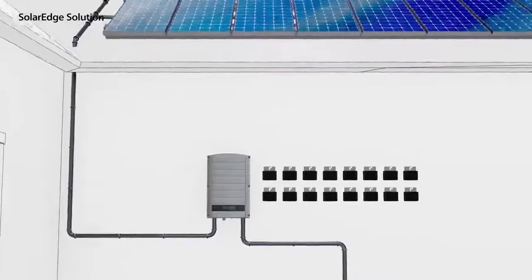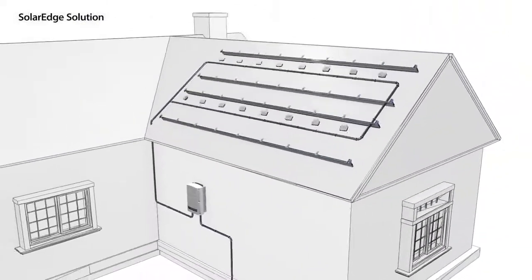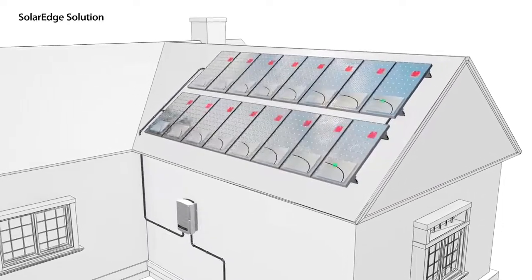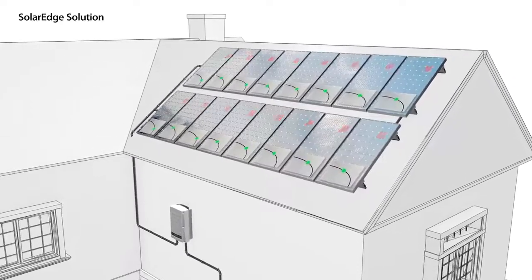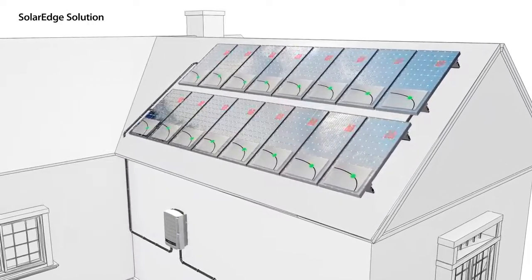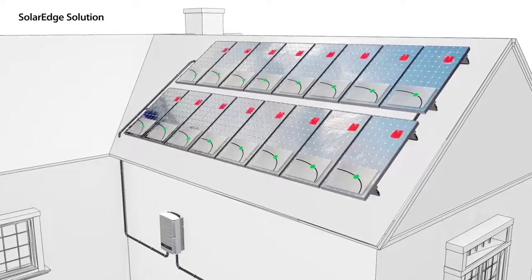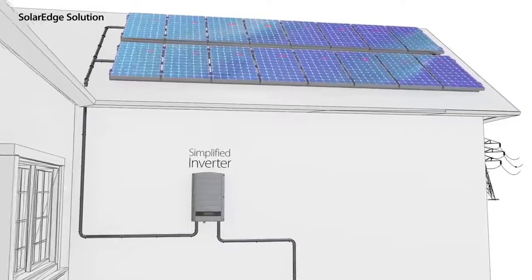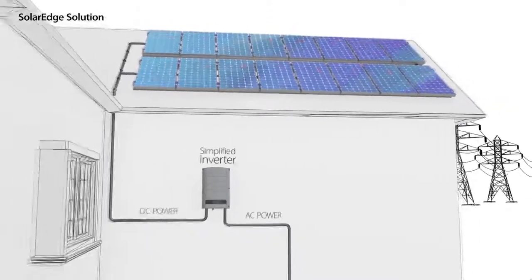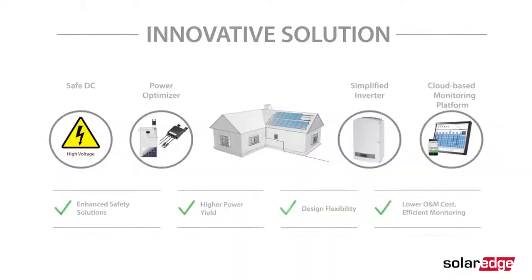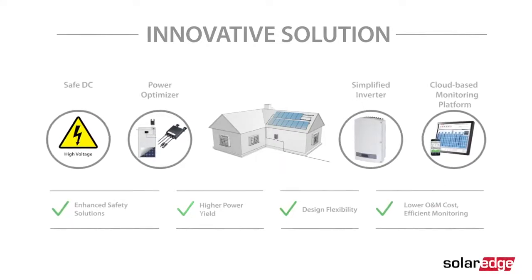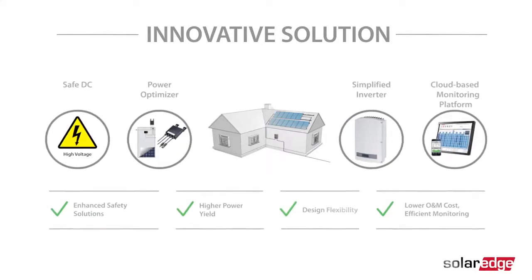The Power Optimizers are located on each panel, turning the panels into intelligent panels. These Power Optimizers provide panel-level tracking and real-time adjustments of current and voltage to the optimal working point of each individual panel. The simplified inverter is installed similarly to a traditional inverter, but it is only responsible for DC-AC inversion and grid connection. Our solution includes two additional features: a panel-level cloud-based monitoring platform, which is accessible from any computer or handheld device, and an enhanced safety mechanism.